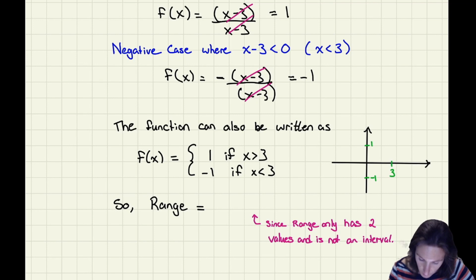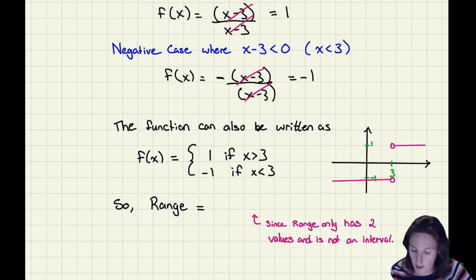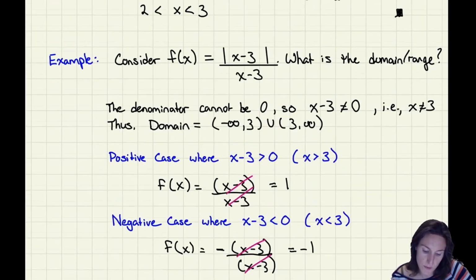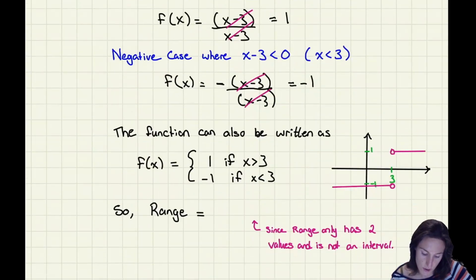So on a plot, if we drew this, we would have an open hole at 3, and then we would just have a line at 1 for all the values of x that are larger than this. And if I'm to the left of 3, I'm also going to have a hole, and then I'm going to have a line at negative 1 for all the x values to the left, all the negative numbers down towards the left. So this piecewise function is equivalent to this function.